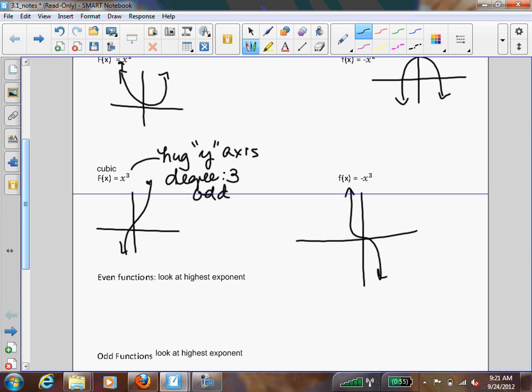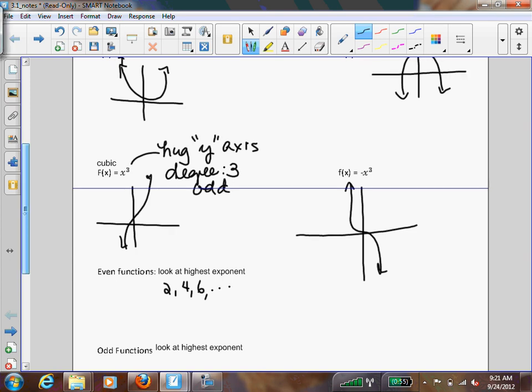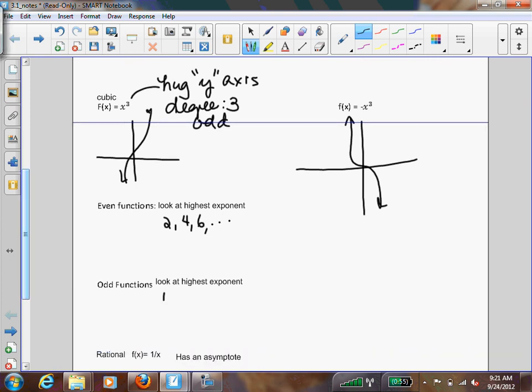So for even functions, look at the highest exponent. For odd functions, look at the highest exponent. For an even function, you're going to have 2 as the highest, or 4, or 6. And if it's odd, you'll have 1, 3, 5. You've got stuff going on in the middle, but where the tails end will always be the same. That's the pattern.